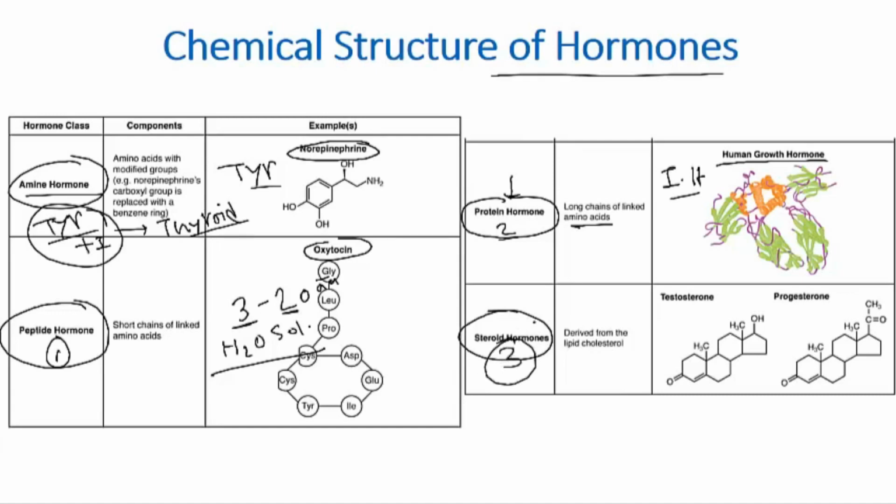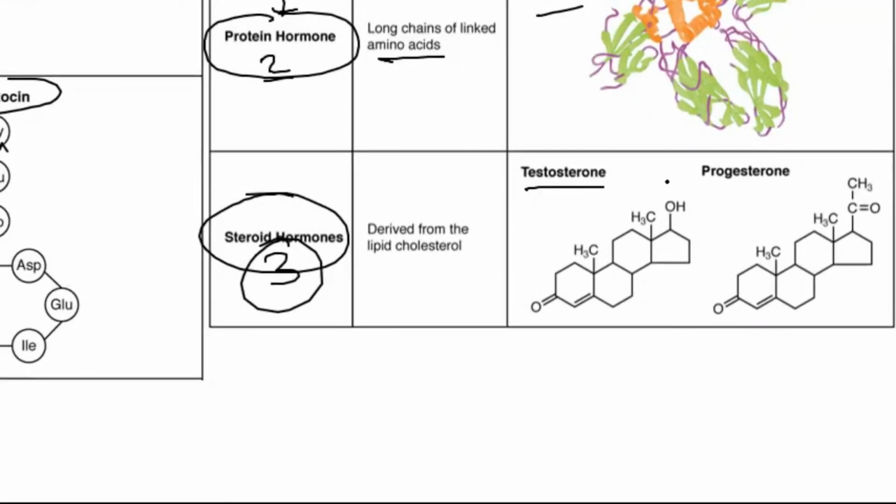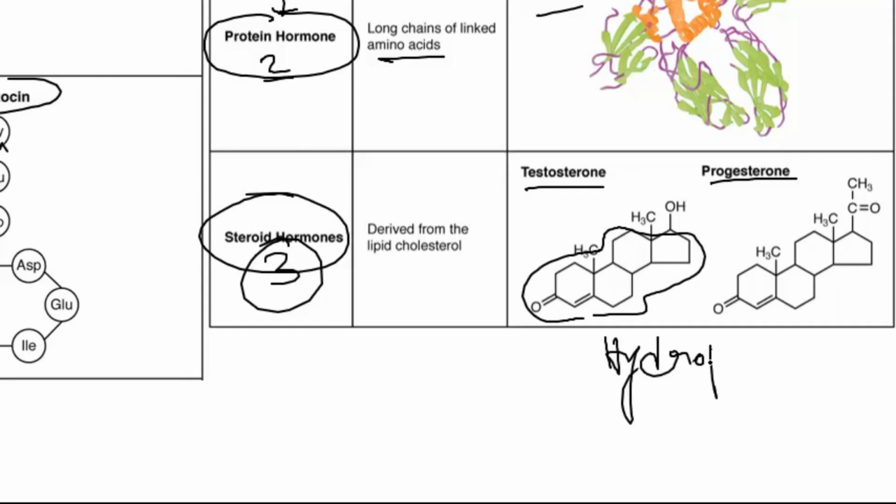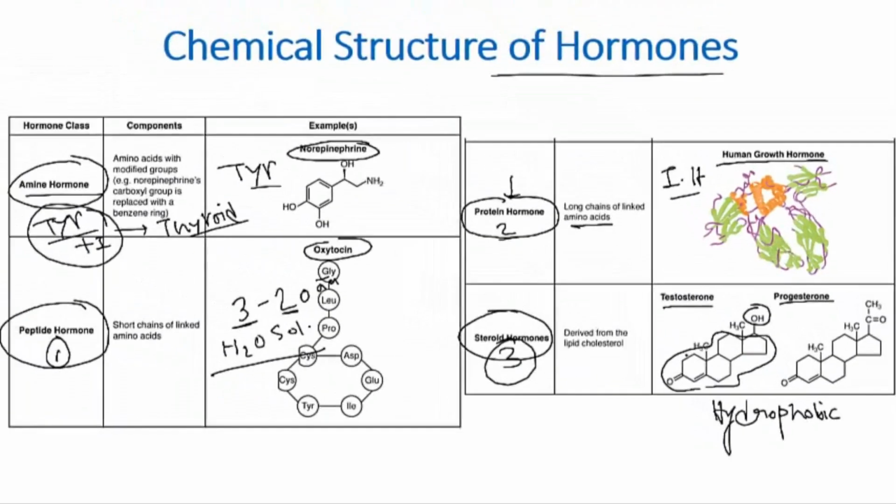And the third class is the steroid hormones. If you look at the steroid hormones, they derive from cholesterol. That's why they are called steroids. For example, testosterone, progesterone. All these sex hormones are steroid hormones in nature, and most of their chemical constituents are hydrophobic in nature. So they only have a hydroxyl group as a hydrophilic region. The rest of the parts are hydrophobic in those hormones.